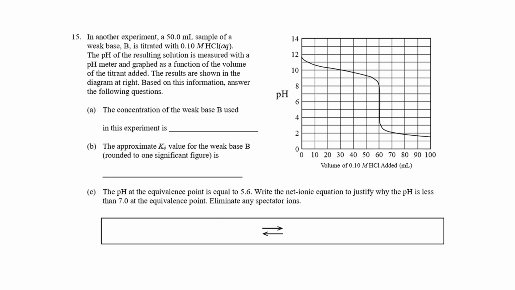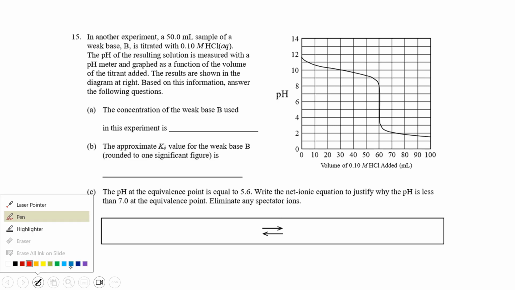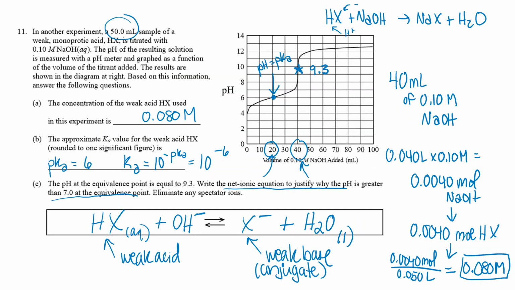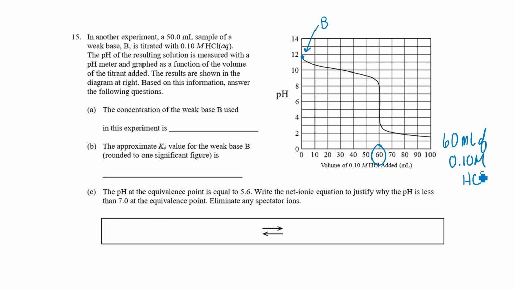Cool. So here's another one where we're looking at a weak base that's being titrated. What's the concentration of the weak base here? This is pure base. It looks like it takes 60 mL of 0.1 molar acid to react all of our base here. This is very similar to the problem we did right here, a little stoichiometry problem. Okay, cool. So it took 60 mL of acid.